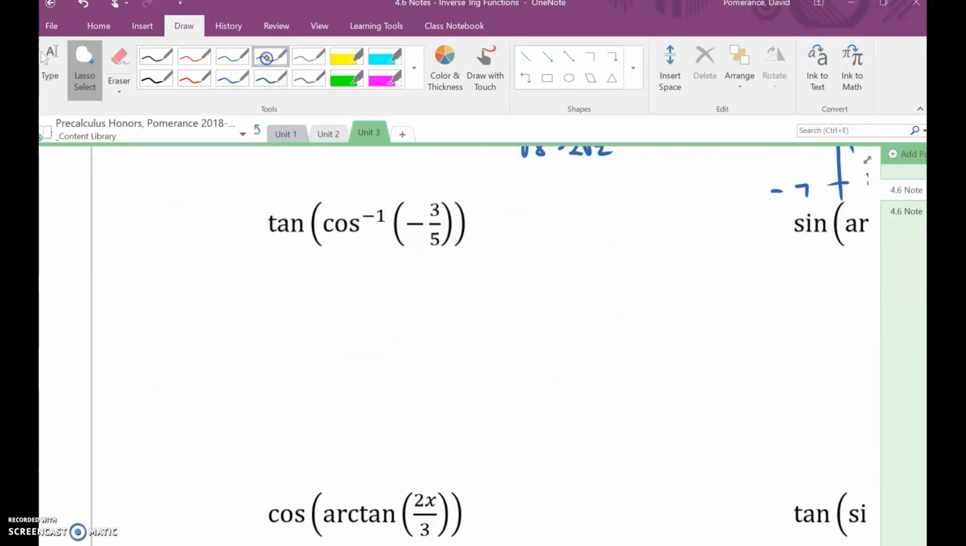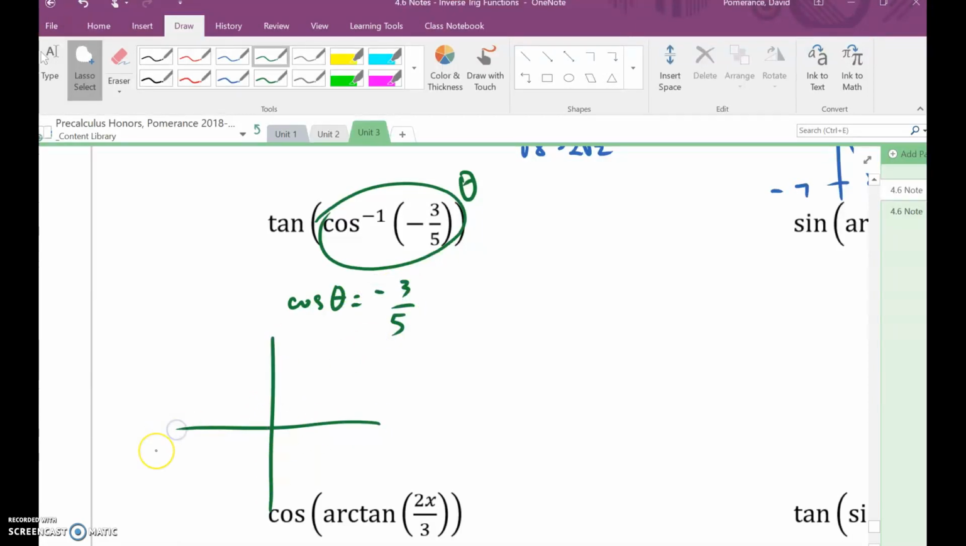Same old, really. So we've got this is theta. We know that the cosine of theta equals negative 3 over 5. So when is cosine negative? Definitely not in quadrant 4, which is good because inverse cosine doesn't return quadrant 4 angles. It returns quadrants 1 and 2. And in order for us to have a negative cosine value, we need to be an angle in quadrant 2.